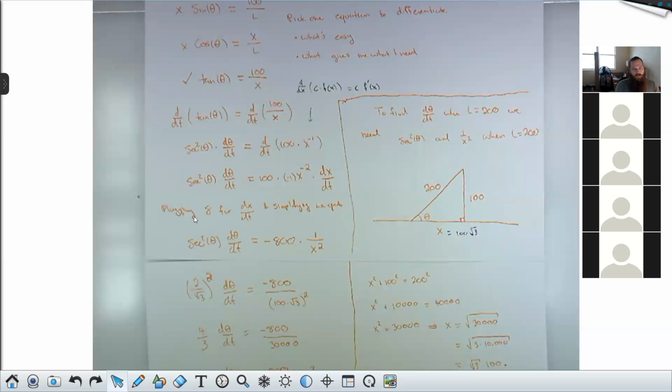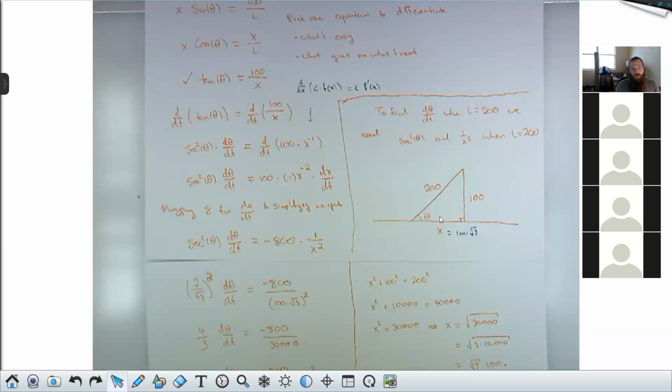I know that dx/dt is 8. So I go ahead and plug that in here. And then I ask, well, what don't I know? d theta/dt is the thing I want, but I don't know this piece and I don't know this piece. So we came back over here and redrew our triangle.